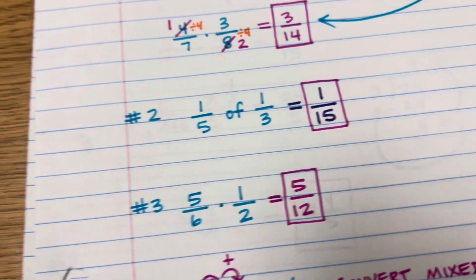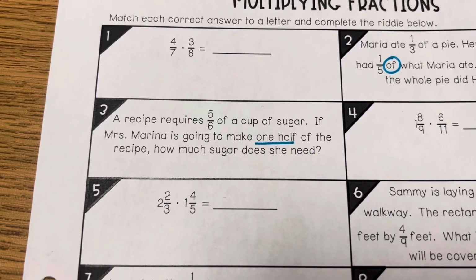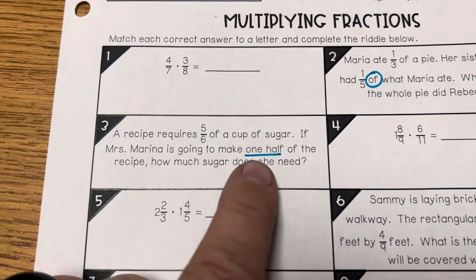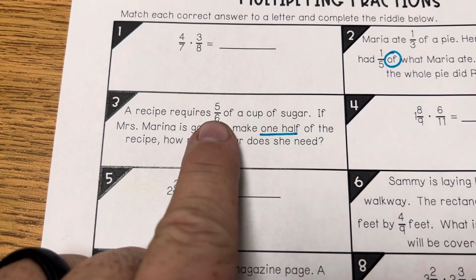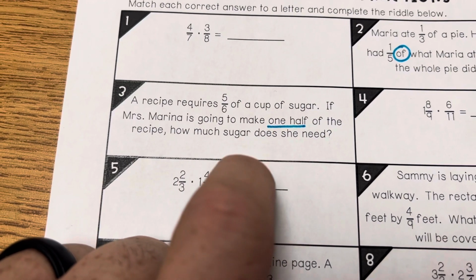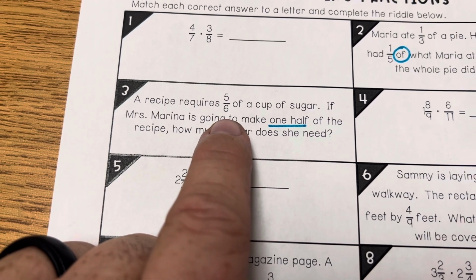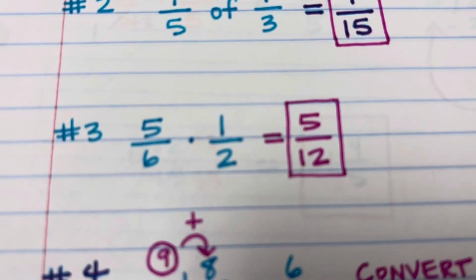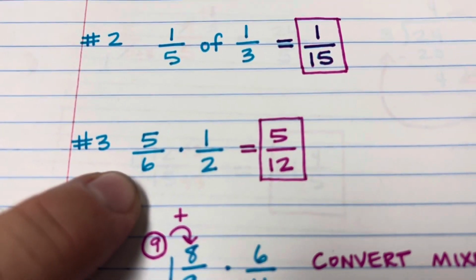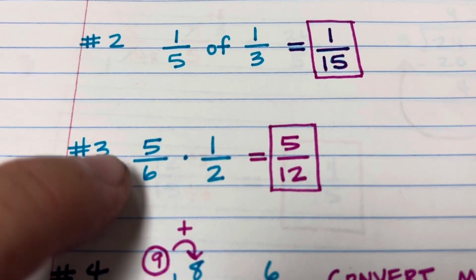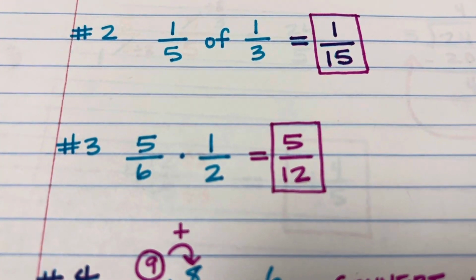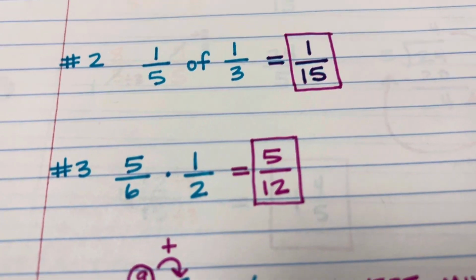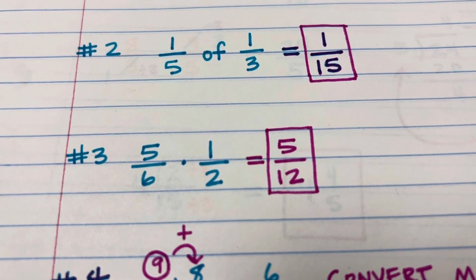So number 3, another word problem. 5/6 of a cup of sugar, and she's making 1/2 of a recipe. You know, if she was making 5 recipes, you'd just multiply the cups of sugar times 5. And if she was making 3 recipes, you'd multiply it times 3. So it only makes sense that we would just be multiplying it by 1/2, because that's how many recipes she's making. So again, nothing to simplify ahead of time. Multiply the numerator straight across and multiply the denominator straight across. And 5/12 is already in simplest form.